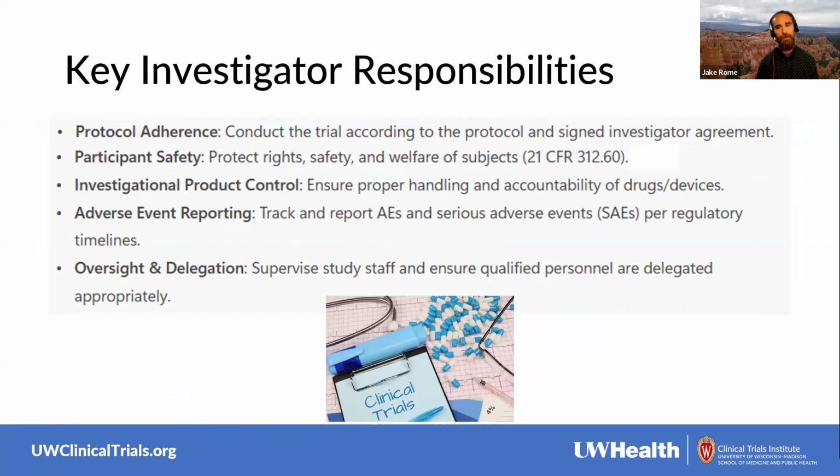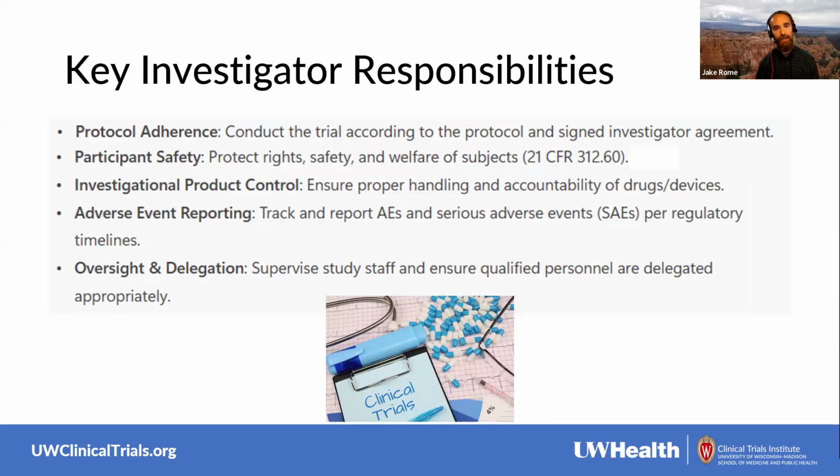Now, how are investigator requirements distinguished from sponsor requirements? Well, really, the investigator is the person that's responsible for conducting the studies, so it's on them to make sure that they're adhering to the protocol. They also are the front lines for protecting the rights, safety, and welfare of subjects, and that is something that will get you in trouble with the FDA if you're not doing it. So paying attention to what's going on, monitoring your staff, oversight and delegation, that all plays into it. You also are responsible for controlling the product, and then reporting anything to the FDA.